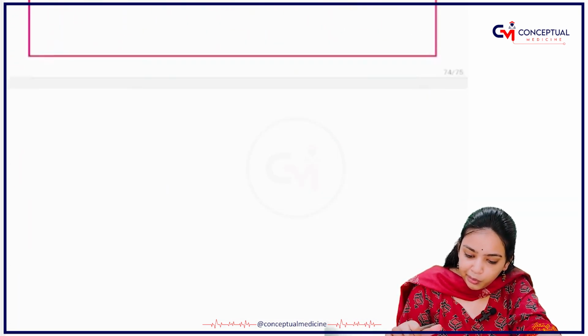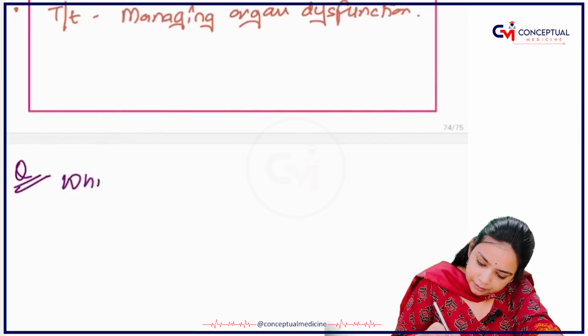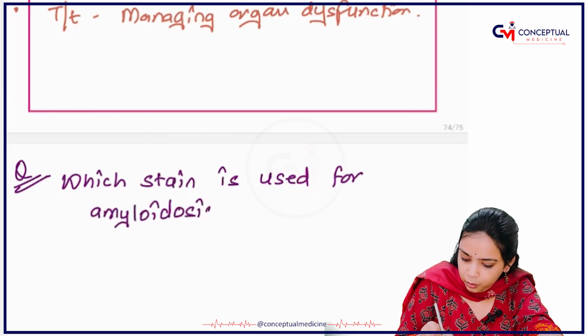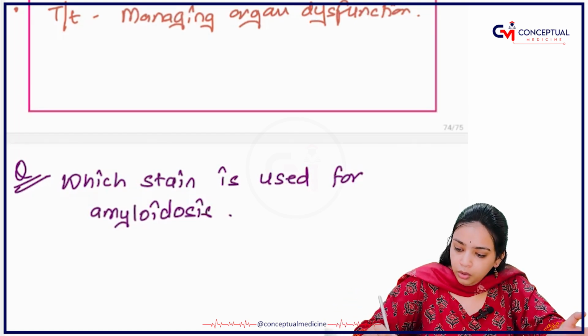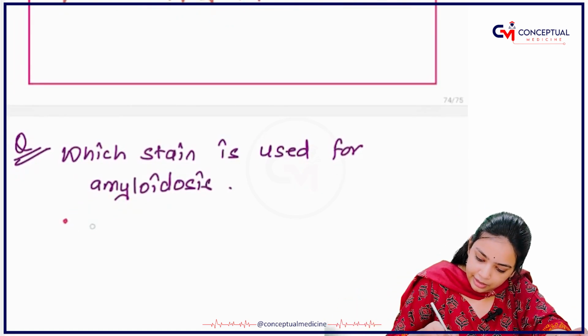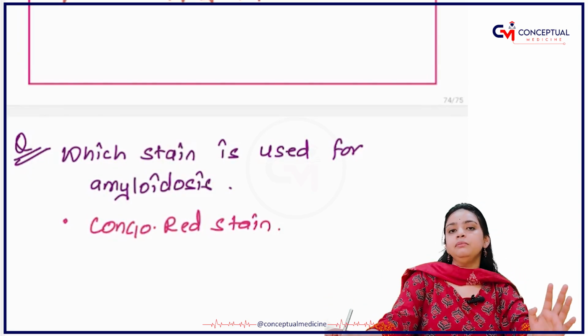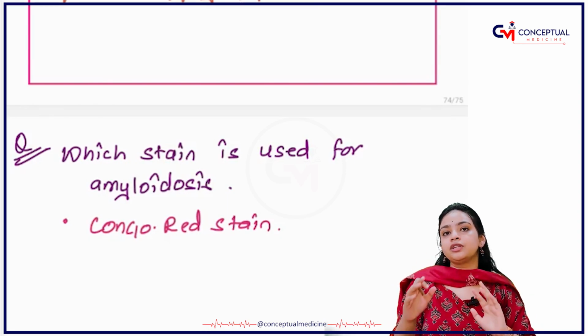So I have a question for you all: tell me which stain is used for amyloidosis. You have 2 seconds to think. Which stain do we use for amyloidosis? So the stain that we use is Congo red stain, and it gives apple green birefringence. Okay, apple green birefringence. So this was all about the amyloidosis part, and we are done with the secondary disorders as well.